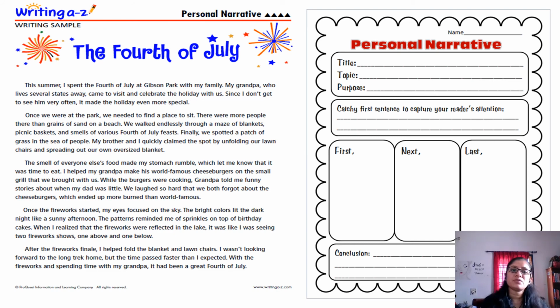After the fireworks finale, I helped fold the blanket and lawn chairs. I wasn't looking forward to the long trek home, but the time passed faster than I expected. With the fireworks and spending time with my grandpa, it had been a great 4th of July.